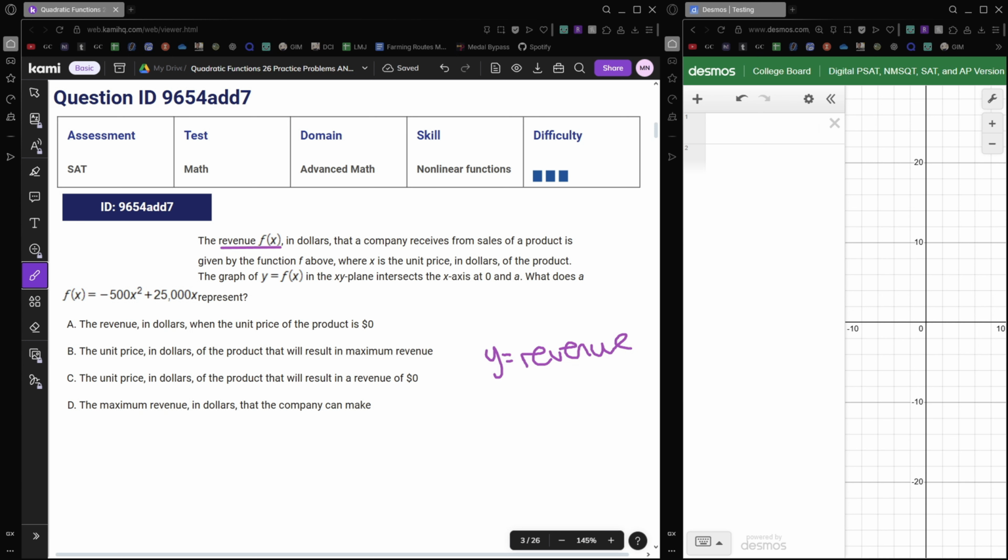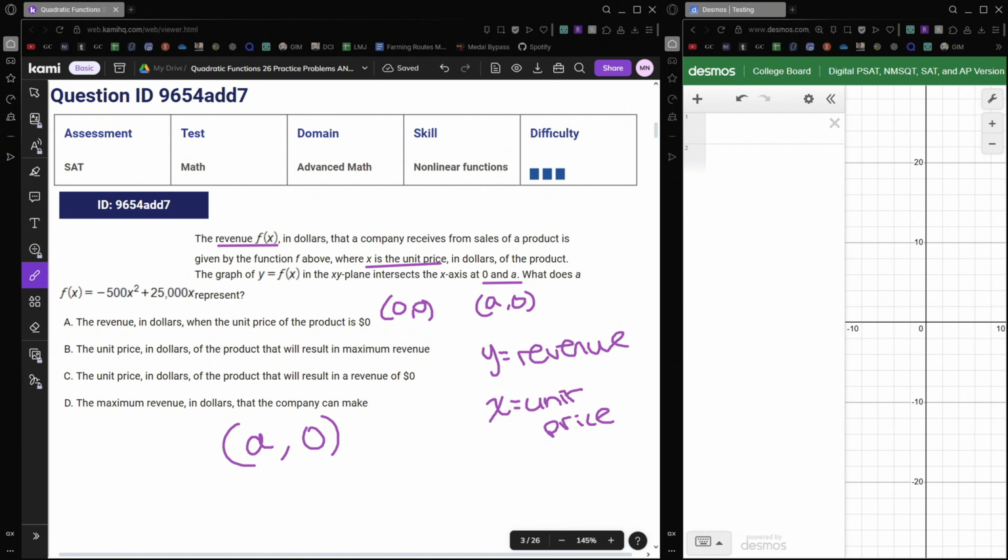Let's keep reading. Where x is the unit price in dollars of the product. So we know that x is the unit price. The graph of y equals f of x in the xy plane intersects the x-axis at 0 and a. What does a represent? So here they tell us there's x-intercepts at 0 and a. So we could rewrite that as points (0, 0) and (a, 0), because remember, x-intercepts will have a y value of 0. Now they ask us what a represents, so let's go ahead and bring this down.